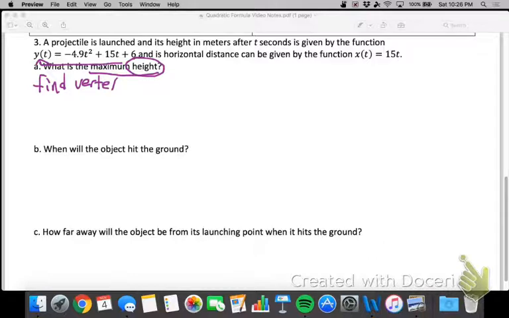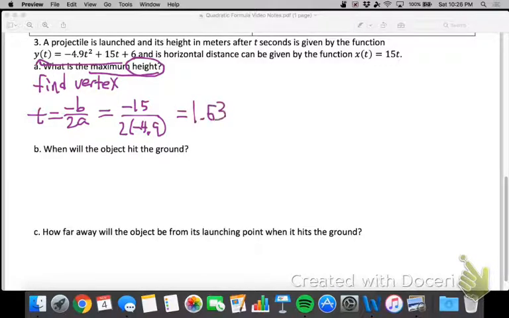So this is not a quadratic formula problem. But now that we've learned more things, it's good to kind of mix these things in. To find the vertex, we just need to use the negative b over 2a formula. So the time is negative 15 over 2 times negative 4.9, which comes out to 1.53 seconds. But that's not the max height, that's only the time it takes to get the max height.